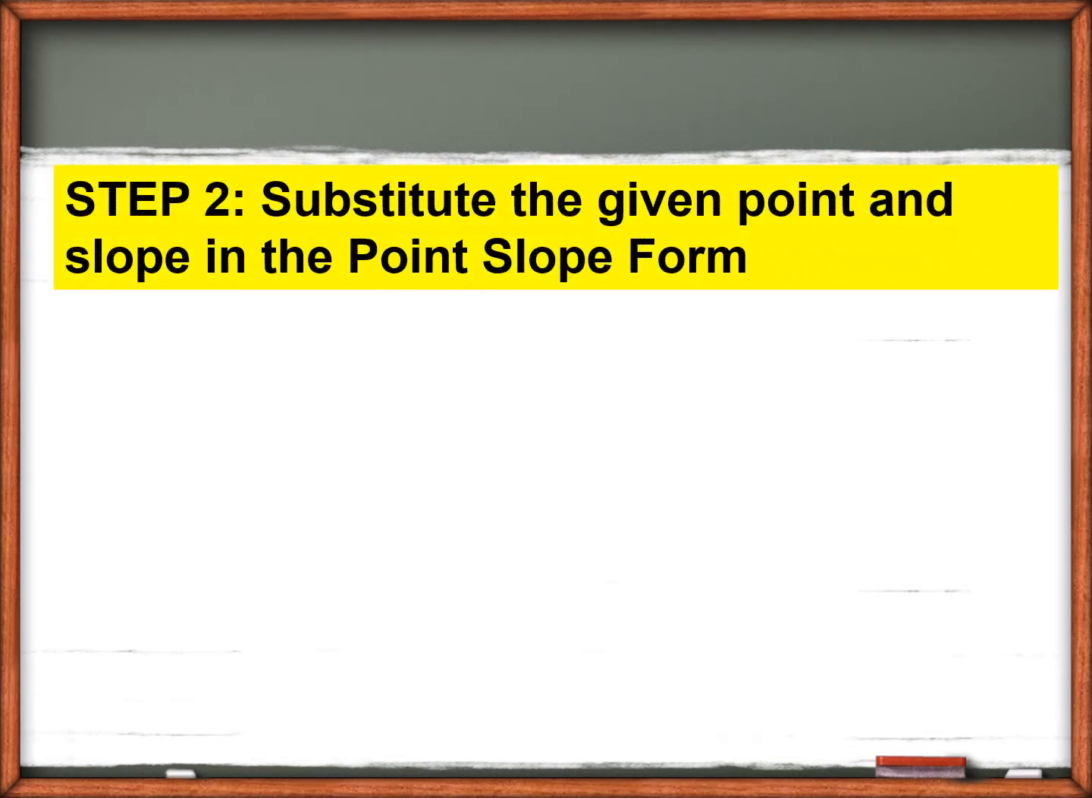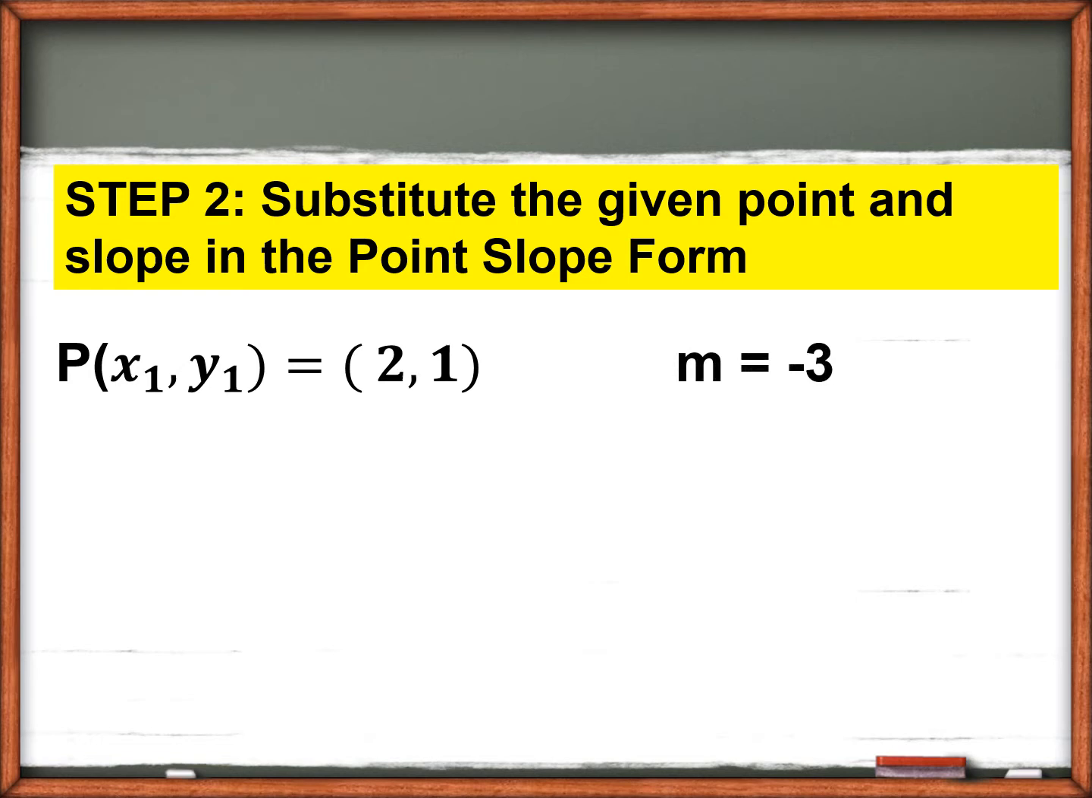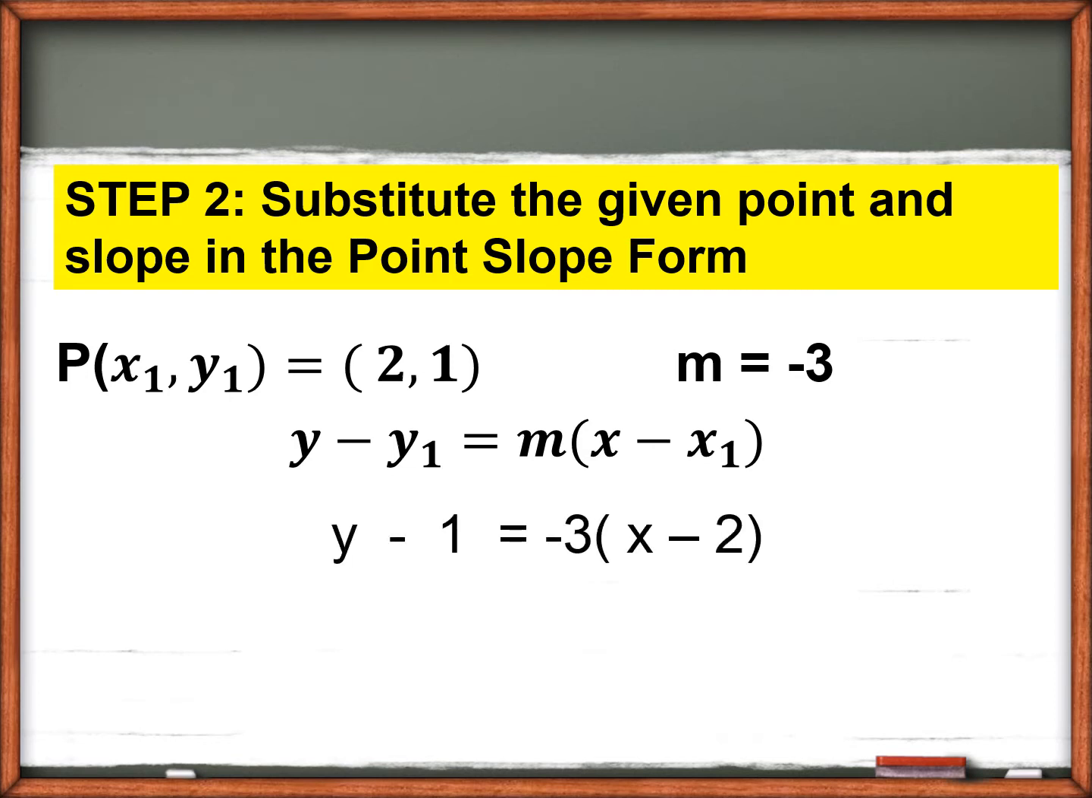Step number 2. Substitute the given point and slope in the point slope form formula. Our x sub 1, y sub 1 or our point is 2, 1. The given slope is equal to -3. Our point slope form formula is y minus y sub 1 equals m quantity x minus x sub 1. Substituting the given point and the given slope in the formula, we have y minus 1 equals -3 quantity x minus 2.